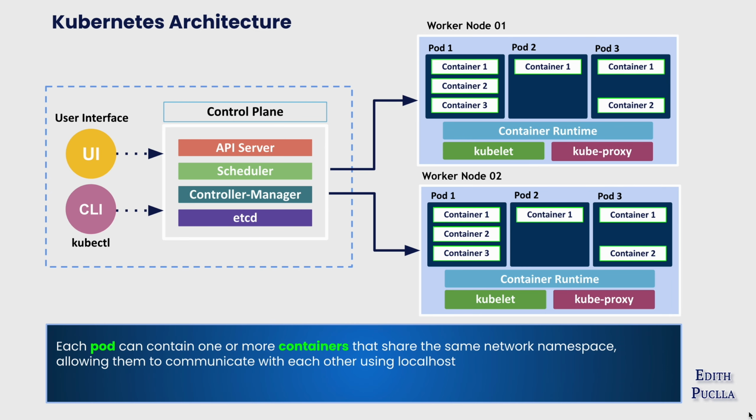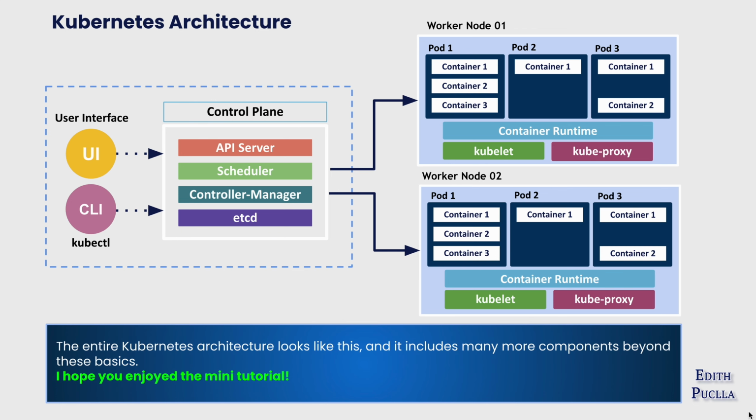Each pod can contain one or more containers that share the same network namespace, allowing them to communicate with each other using localhost. The entire Kubernetes architecture looks like this, and it includes many more components beyond these basics.